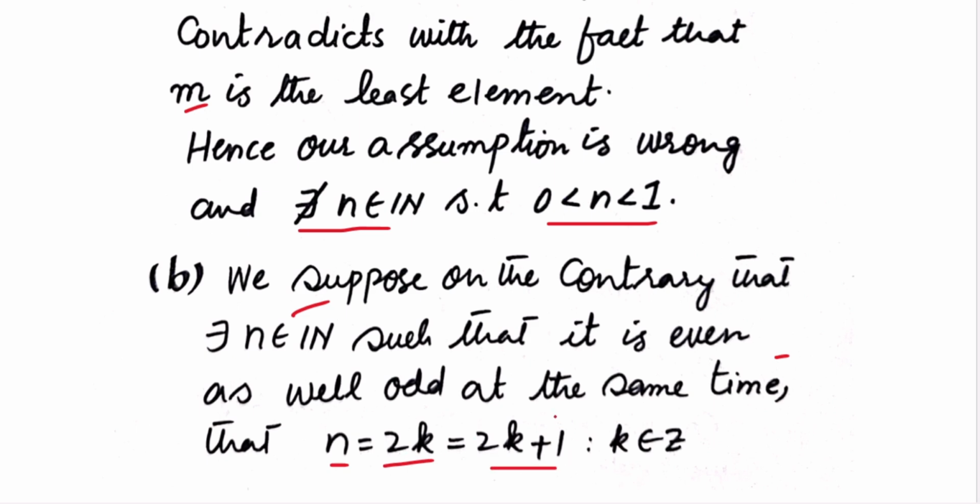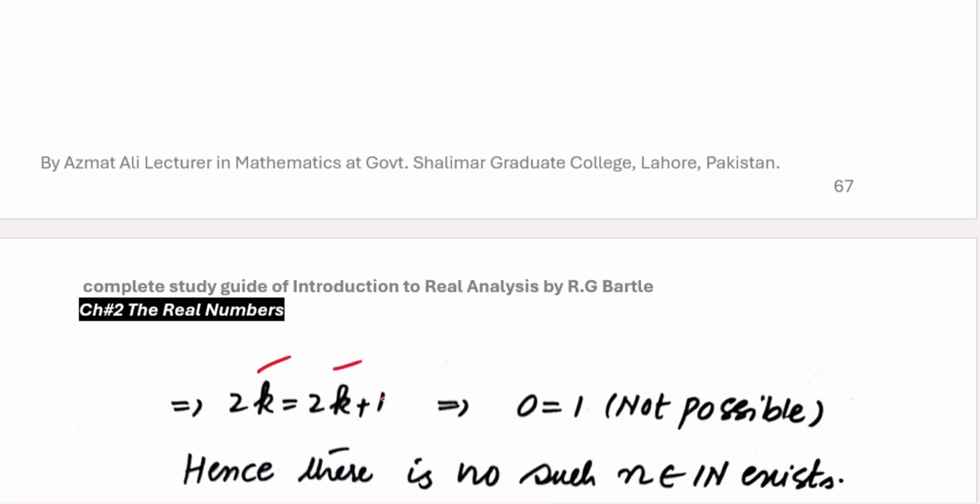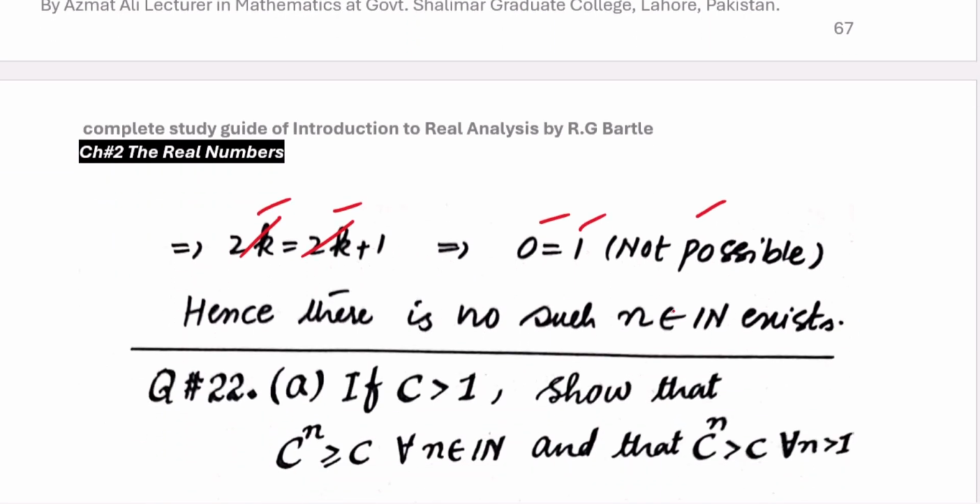You know that this number 2k plus 1 is always an odd integer, and 2k is always an even integer. So both are of the form of n, and so they are equal. But from this equation, 2k is equal to 2k plus 1, by subtracting 2k on both sides, we have 0 is equal to 1, but this is not possible. Hence, there is no such n belonging to N. That is to say, there is no natural number which is even as well as odd at the same time.